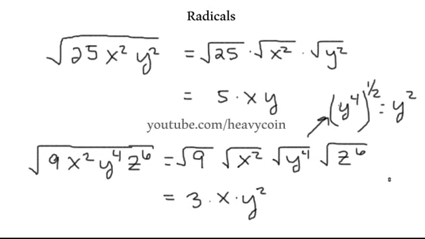Alright, what about this one here? So this is z to the 6th, and it's all raised to the half. And we multiply our exponents, so a half of 6 is 3. So that would be z to the 3rd power.